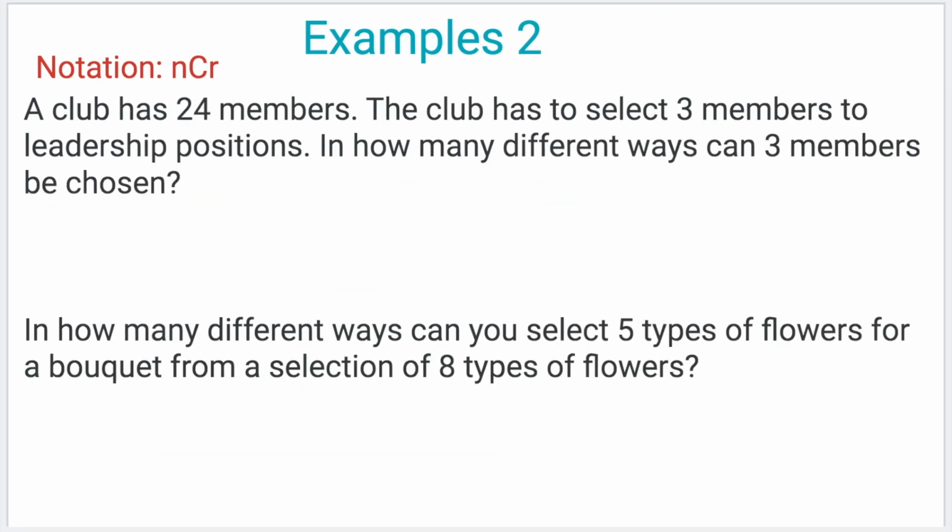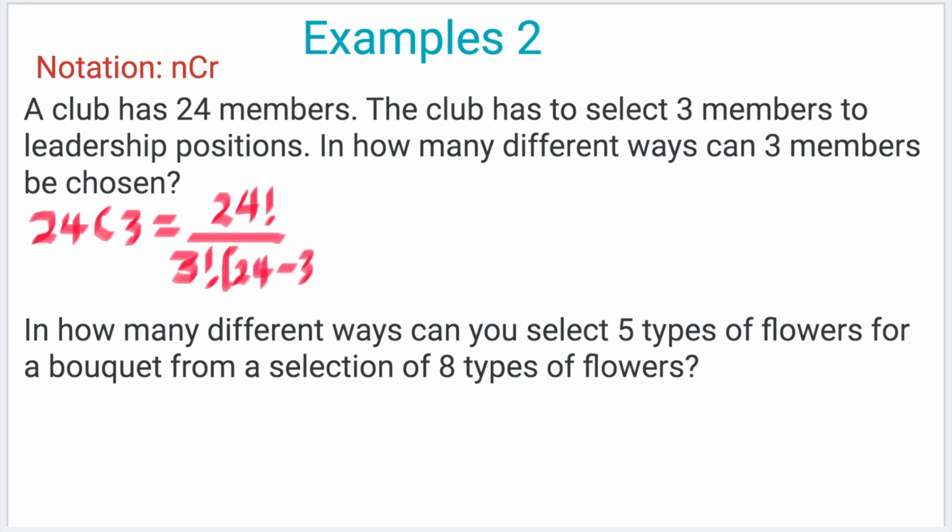So the second group of examples here also involve combinations, so let's take a look at them. A club has 24 members. The club has to select 3 members to leadership positions. In how many different ways can 3 members be chosen? Do we care about the order of the 3 members? No, it doesn't matter. So this is combinations. 24 combinations 3 is 24 factorial in the numerator divided by 3 factorial times (24 minus 3) factorial, which gives us 2,024 different ways to choose the 3 members.